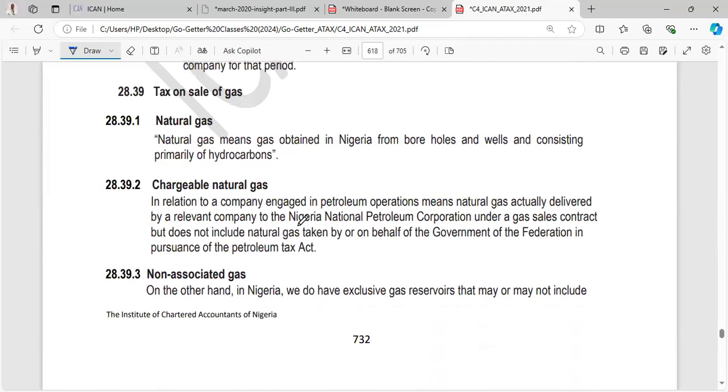Now we come to natural gas. Tax on sale of natural gas. Natural gas means gas obtained in Nigeria from boreholes and wells and consisting primarily of hydrocarbons. Now, chargeable natural gas in relation to a company engaged in petroleum operation means natural gas actually delivered by a relevant company to the NNPC under a gas sale contract.